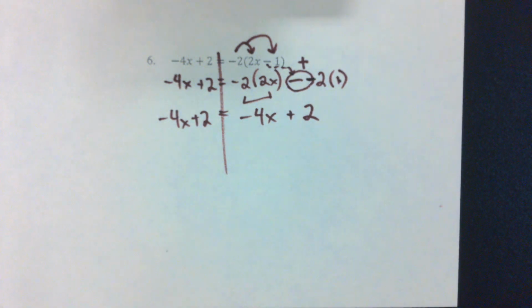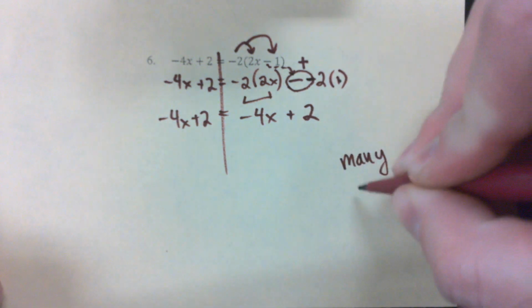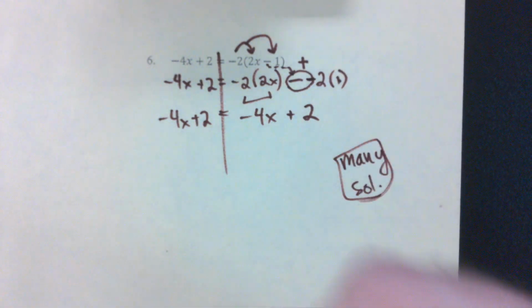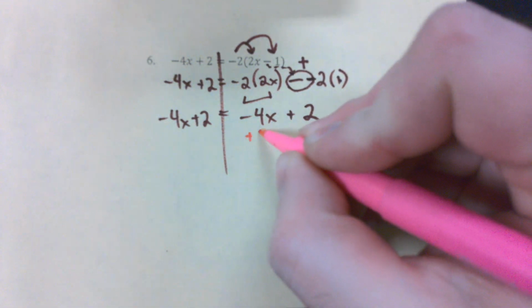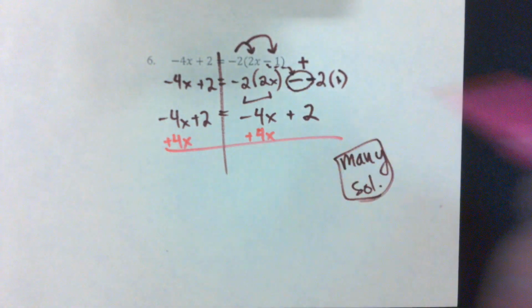Now we can see negative 4x plus 2 equals negative 4x plus 2. That's interesting. It's the same on the left as it is on the right. We know right away that this has many solutions. But if we wanted to take it a step further, we can. Let's bring our variable term over to the left by adding 4x to both sides.